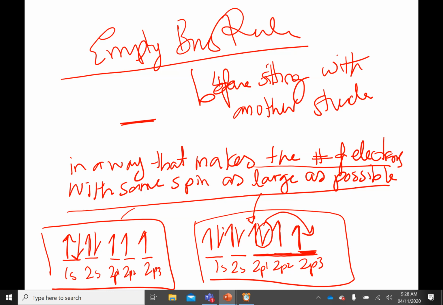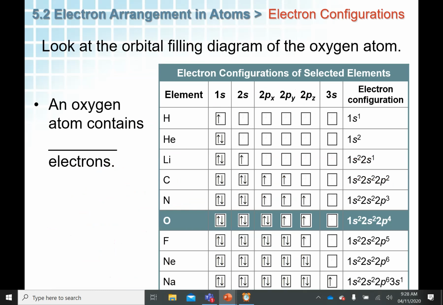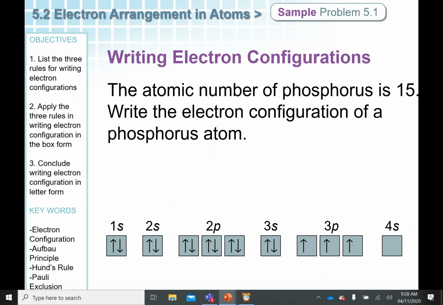Did you get the point? Let's take a look at this oxygen atom. How many electrons are in an oxygen atom? Well, from the periodic table, we have 8, right? And remember, the superscripts in an electron configuration represent the number of electrons. So 4 plus 2 plus 2 tells me that I have 8 electrons for oxygen.